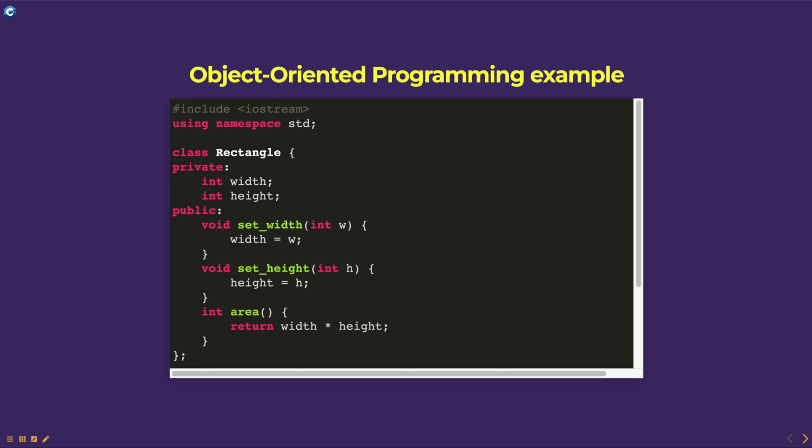In the main function, an object rect of type rectangle is created, and its width and height are set using the set_width and set_height methods. The area of the rectangle is then computed and printed to the console using the area method.